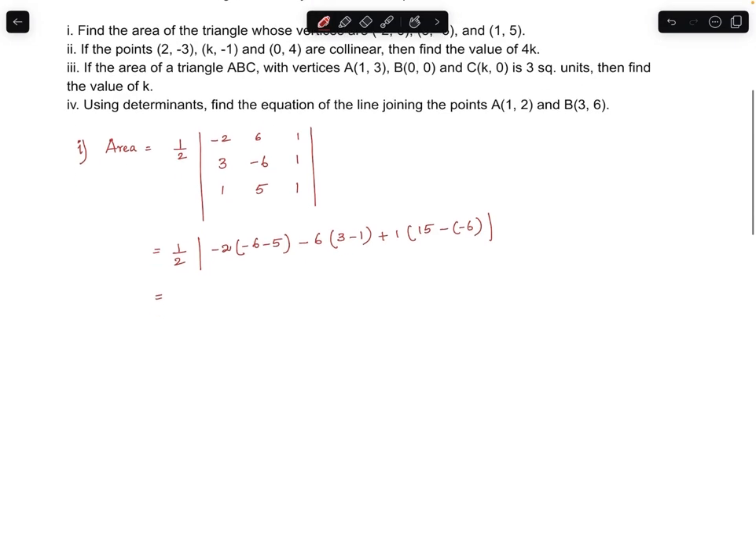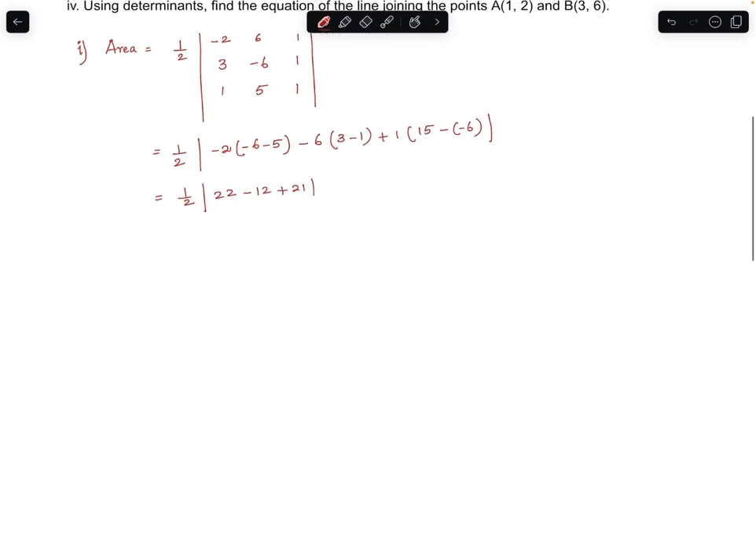which is half times (22 minus 12 plus 21), which is 31 by 2, that is 15.5 square units.